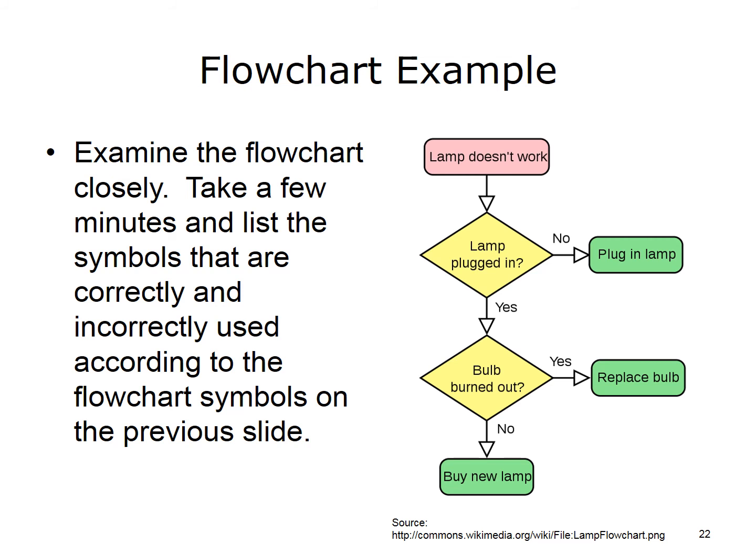Pause the slides now. Comparing the flowchart on this slide to the symbols on the previous slide, we see that the rounded corner rectangle used as a terminator should be a different shape, one with parallel lines on the top and bottom and half-circle curvature on the left and right sides. The arrowhead should be shaded or filled in rather than open.